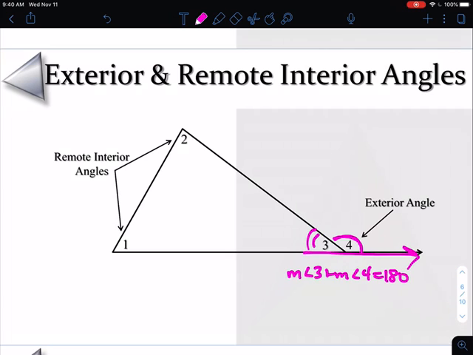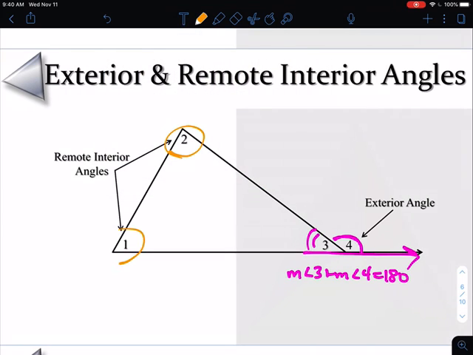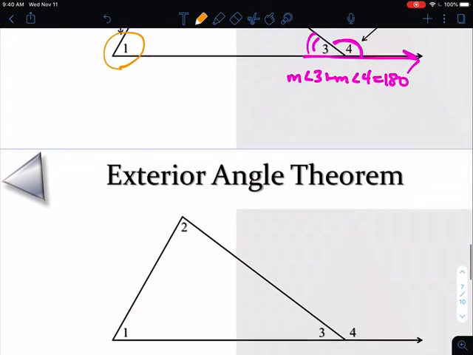Now, the other thing that happens with these exterior angles, so we have this exterior angle and then we have the 2 angles that are furthest away from it. So we have this angle 2 over here and this angle 1. So we already said how 4 and 3 relate, and that's that they have to add to 180 because they're a linear pair. Now, the exterior and the remote interior angles also have a specific relationship.